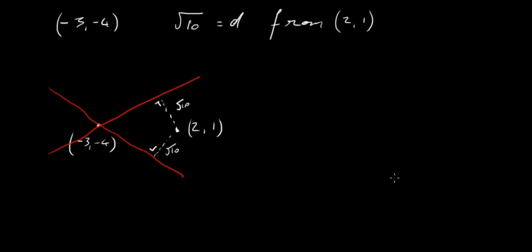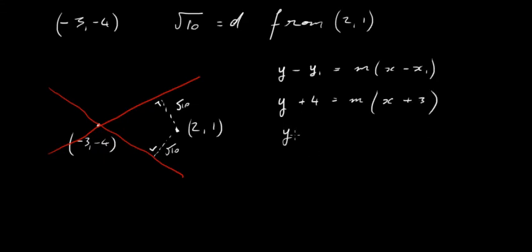Well, the equation of a straight line is going to be y minus y1 is equal to m times x minus x1. That's the equation of a straight line. Now, we know that these lines here will go through minus 3, minus 4. So in other words, we've got y minus minus 4, which is plus 4, is equal to m into x minus minus 3, which is plus 3. So if I multiply that out, we get y plus 4 is equal to mx plus 3m.